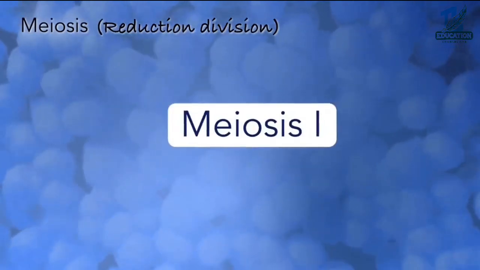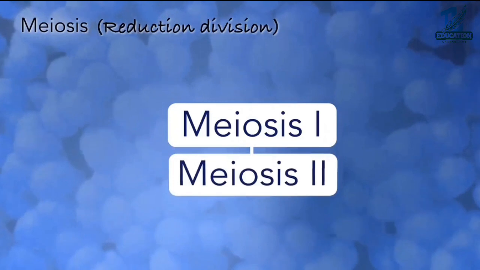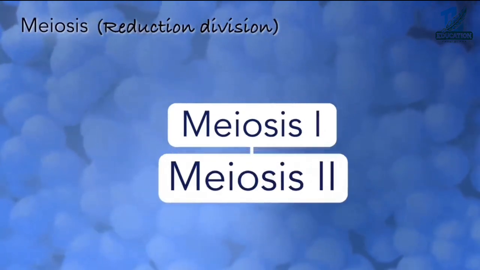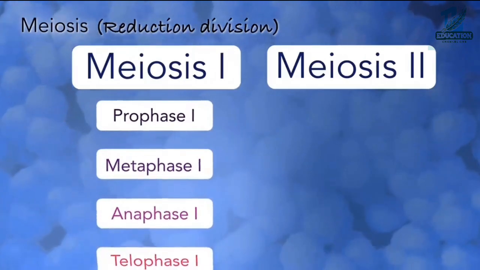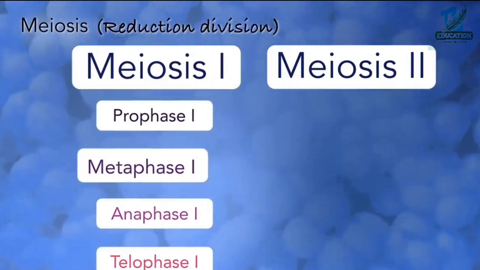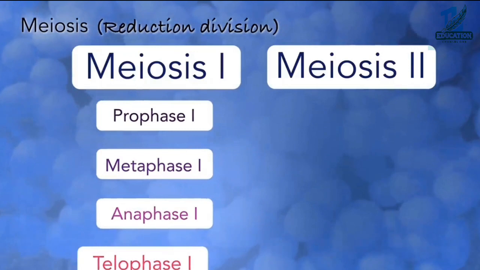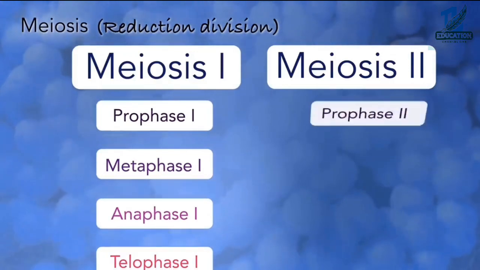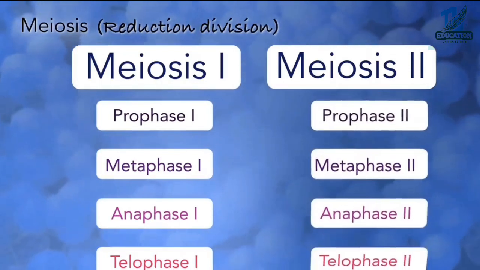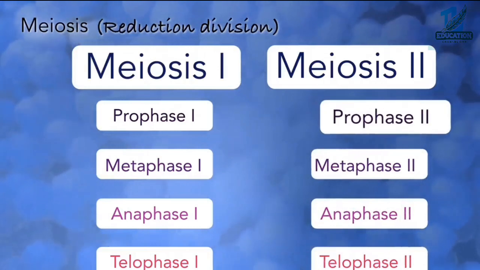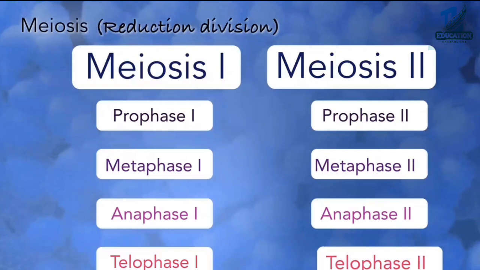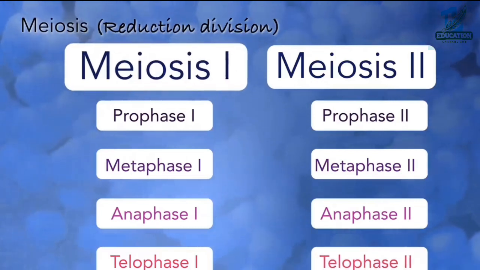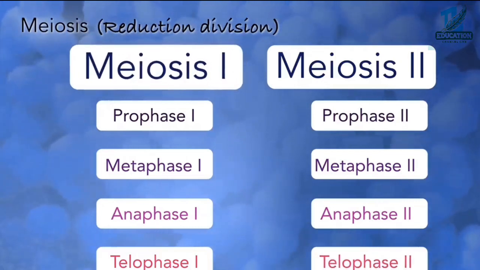Meiosis is broken down into two stages of cell division, called meiosis I and meiosis II. Meiosis I has four phases: prophase I, metaphase I, anaphase I, and telophase I. And meiosis II also has four phases: prophase II, metaphase II, anaphase II, and telophase II. Let's look at what happens during meiosis I.